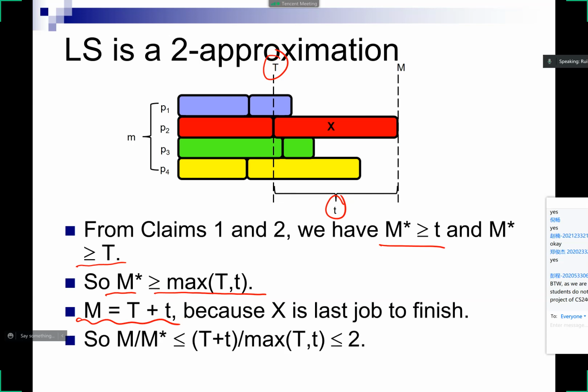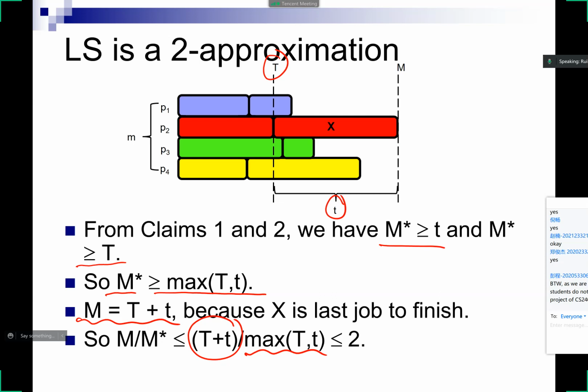And so our approximation ratio, which is M divided by M star, is going to be no more than M divided by the maximum of big T and little t, and this is always going to be at most 2. If you add two numbers and then divide by their max, that's no more than 2. And so this shows that list scheduling is a 2 approximation.